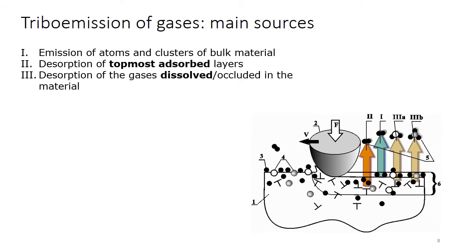The third one is desorption of gases which are dissolved or occluded in the volume of the material. So deformation of material and also, to some extent, heating of material by friction can lead to emission of these gases which existed in the volume of the material. And finally, and that is the most interesting for this presentation, the gases can be generated during and after rubbing due to tribochemical reactions.